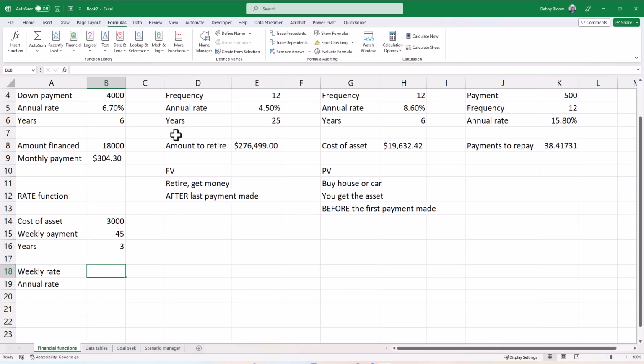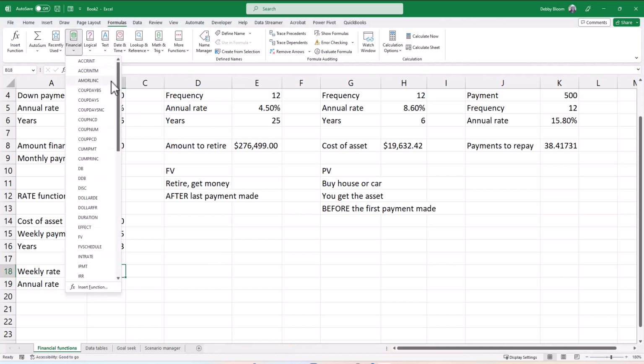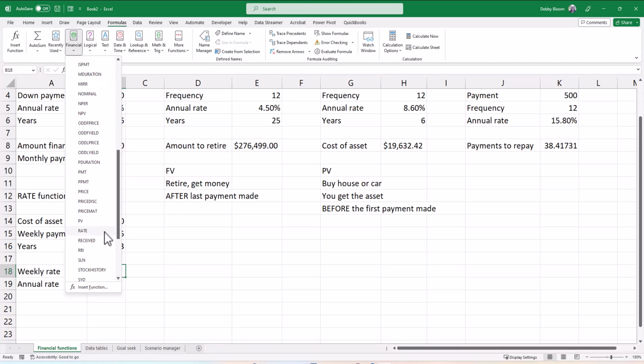So first I'm going to use the RATE function, formulas, financial, and RATE.